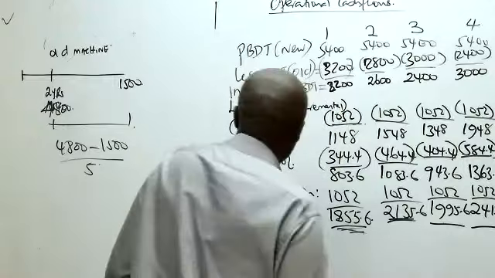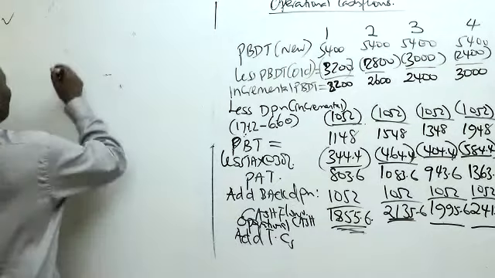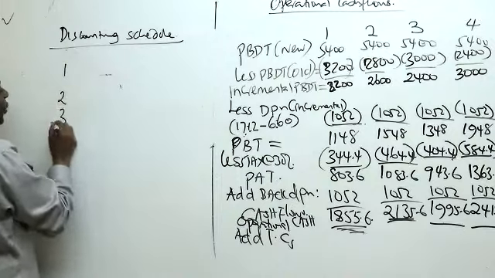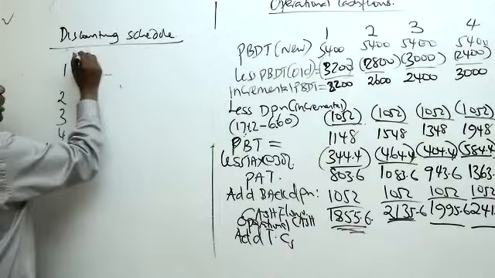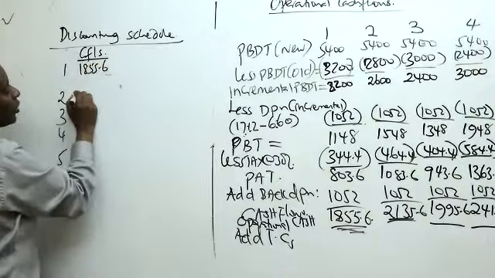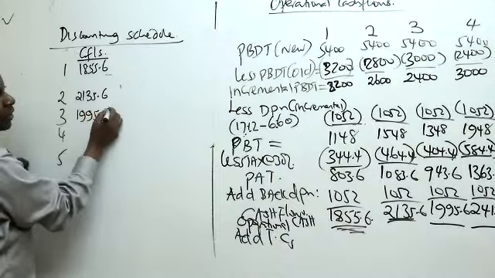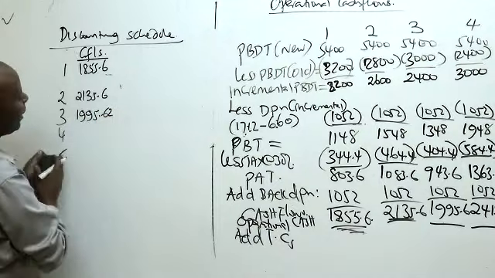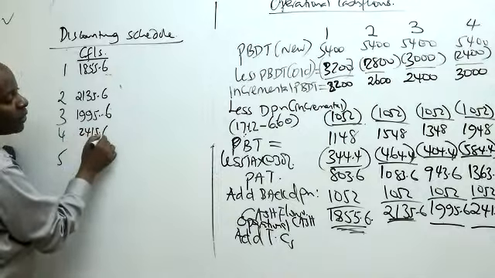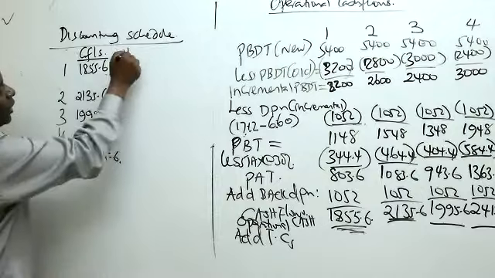Thank you. Great. Okay, so the discounting schedule is quite easy. Now we have year 1, year 2, year 3, year 4, year 5. We have our cash flows, which we'll need to discount. Cash flow for year 1 is 1855.6. Year 2 is 2135.6. Year 3, we have 1995.6. Then year 4, we have 2415.6. Year 5, you have to be careful, work with that total, 7795.6.